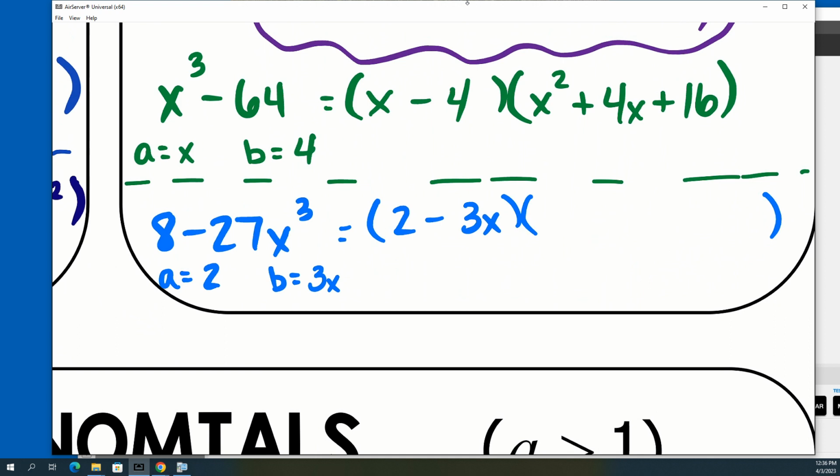Right, then we'll square 2, which is 4. We'll change the sign and multiply 2 times 3x, which is 6x. The last sign is always a plus sign. And then we'll square 3x, which is 9x squared. All right, so those are the three different things you do if there's only two terms in your problem.